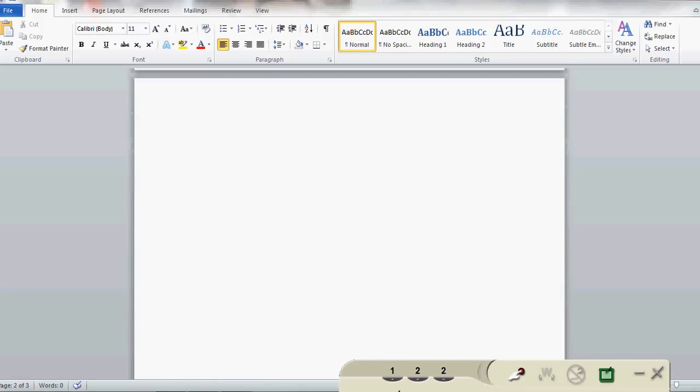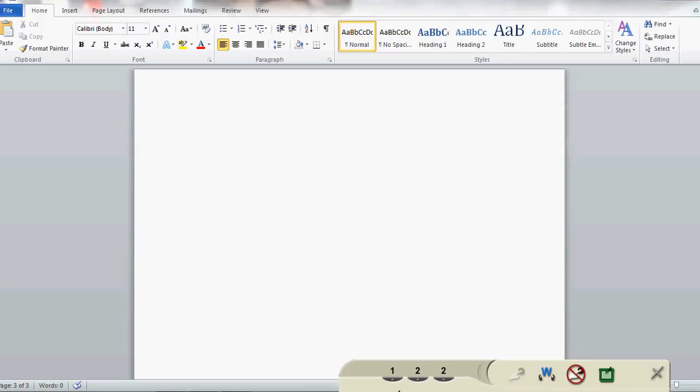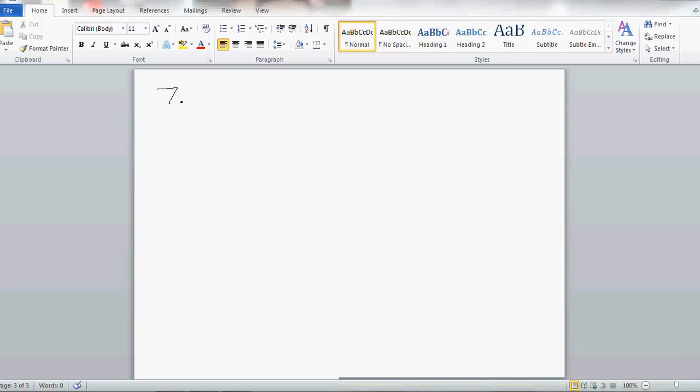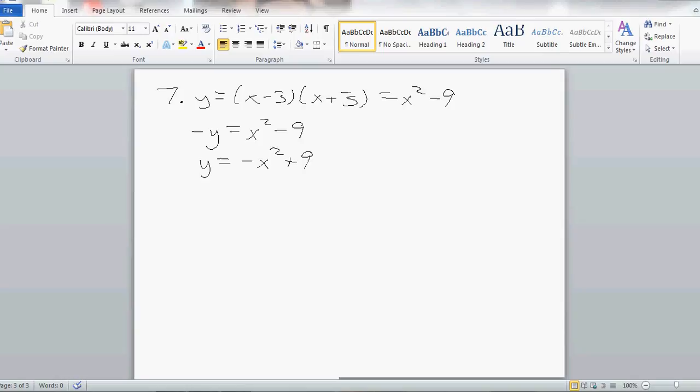Now, number 7, there are many different ways to do it, but in this particular example, I find it easier to go ahead and do the multiplication. We have y equals the quantity x minus 3 times the quantity x plus 3, which of course equals x squared minus 9. And now, do everything we need to do. First thing we're going to do is to negate y, and divide through by negative 1, and we get this. Nope, they are not the same, so there's no x-axis symmetry.